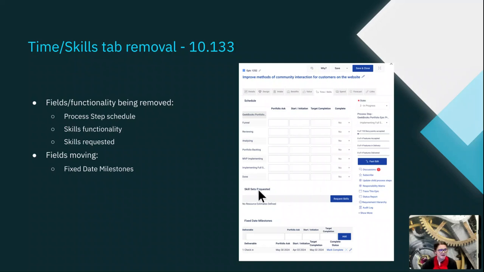Additionally, the skill sets functionality and skills requested section will also be removed. The fixed state milestone functionality will remain. It will actually move to a dedicated milestones tab. And Atlassian also included in the release notes that milestone functionality will also be expanded throughout the tool as well.